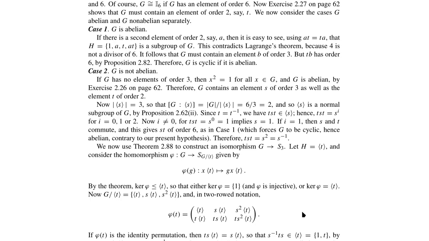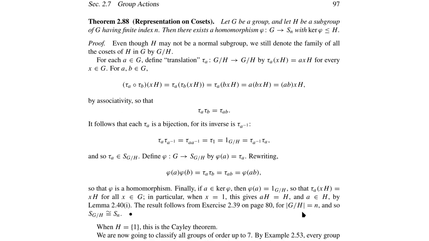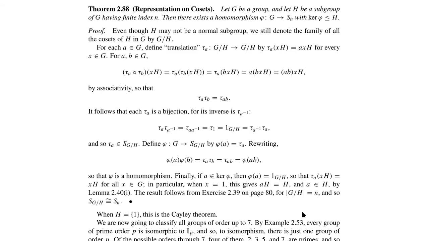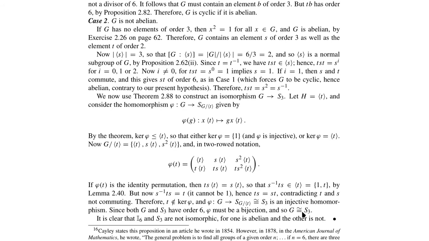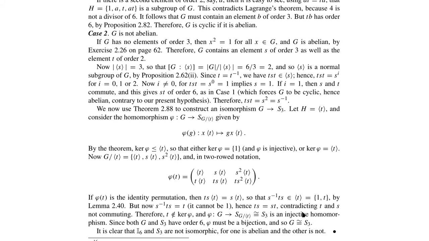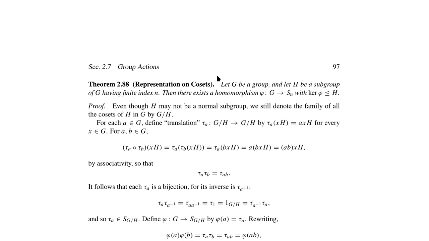Wait, phi of G takes X times, oh, of course, right. It's kind of confusing. Yeah, right, so this is something like the translation map that we saw before. So you're going to have an isomorphism between G and S3 because of the theorem that we proved of the representation in cosets.